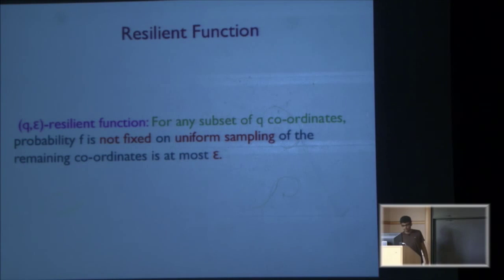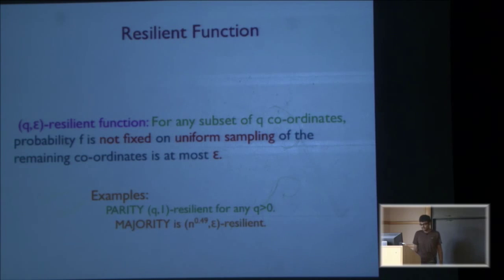What property we want out of f is that for any choice of q coordinates, if we sample the coordinates outside uniformly, then the probability that f is already determined is at most epsilon. Let's look at an example to probably make this clearer.